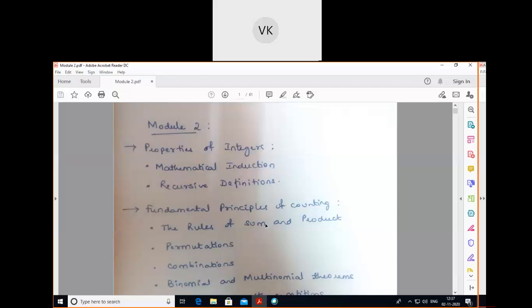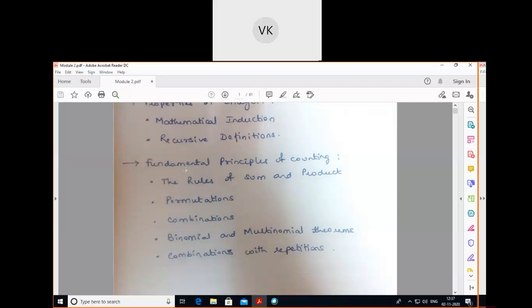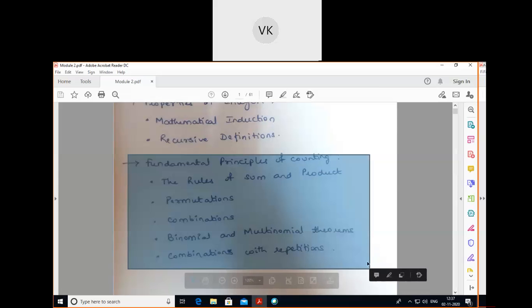After that, we are going to study some of the fundamental principles of counting. In that, we are going to study rules of sum and product. After that, permutations, combinations, binomial theorem, multinomial theorem, and combinations with repetitions. This is the second chapter, and from this chapter, we are getting around 8 to 12 marks also.